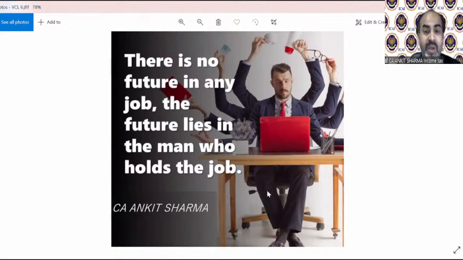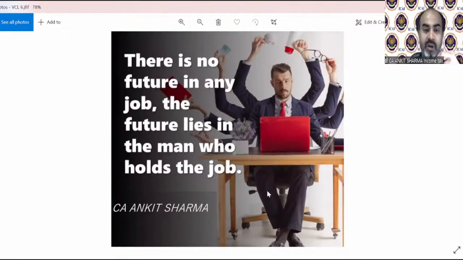Because this is the real quotation, what I personally feel is best for me. When I started doing CA, I read this quotation in a newspaper, and I thought this is actually true in every sense. It says there is no future in any job. The future lies in the man who holds the job, man or woman, of course, it does not matter. So how you explore your profession, that matters.